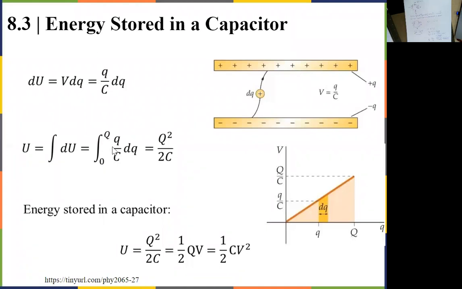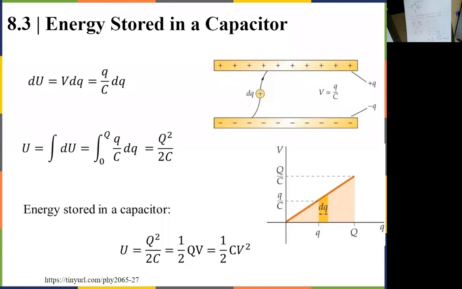In that case, q is your variable, so the integral of q over c dq will give you 1/2 q squared, and there's c in the denominator, so q squared over 2c. That will be the energy stored in the capacitor, so q squared over 2c.